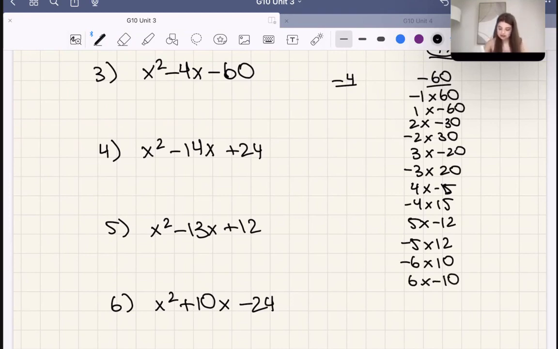So as we can see, in this case, there are a lot more, partly because it's a negative number, and also because 60 has a lot more factors than the previous one. But all these ones up here clearly aren't going to be 4. Let's look at the bottom first, actually.